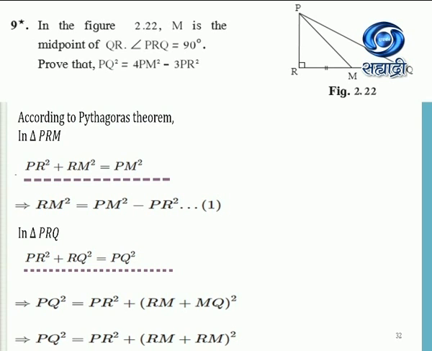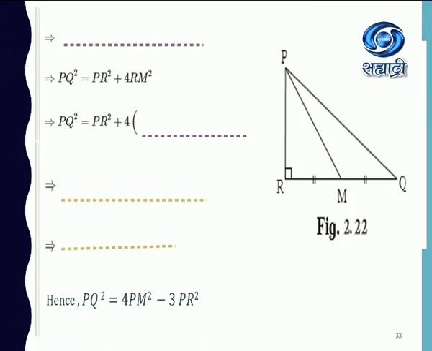Now we have the value over here. RM plus MQ is the complete RQ as M is the midpoint. So PQ square is equal to PR square plus RQ square, and we can substitute RM for MQ because M is the midpoint. So RM is equal to MQ. So RM plus RM gives us 2RM whole square. If you open it, you get 4RM square.